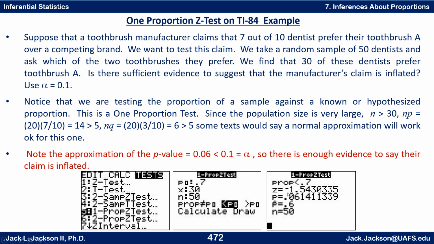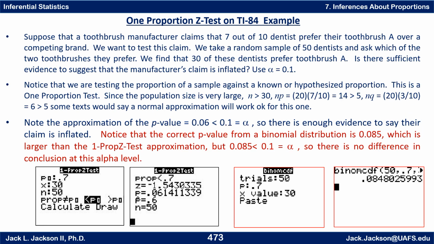There's our z star test statistic, negative 1.54. Our p-value is 0.06. P hat is 0.6, 60% of the sample was a success, and a sample size of 50. The main thing, of course, you want to pull from that is the p-value and compare it to alpha. Since alpha was 0.1, p is less than that, so there is sufficient evidence to say that that works.